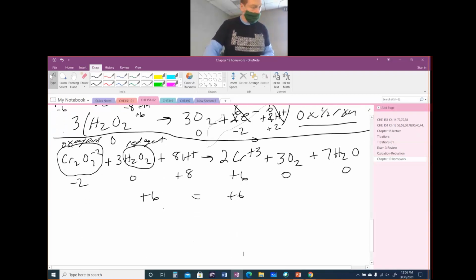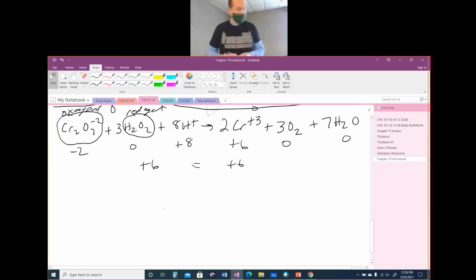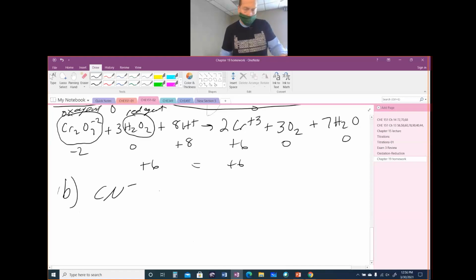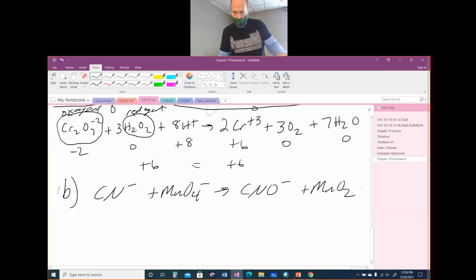All right, one more oxidation reduction I'm going to do, 42B. And that is CN- plus MnO4- goes to CNO- plus MnO2. All right, so this is an interesting oxidation reduction question.